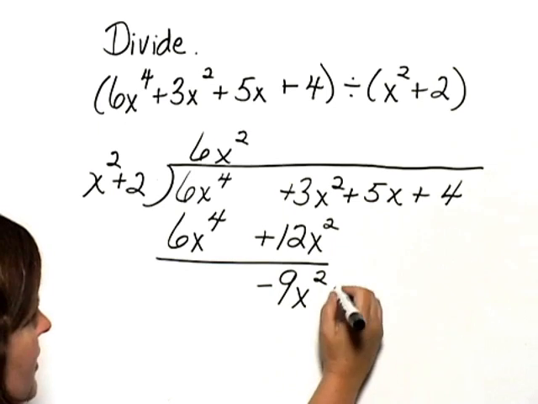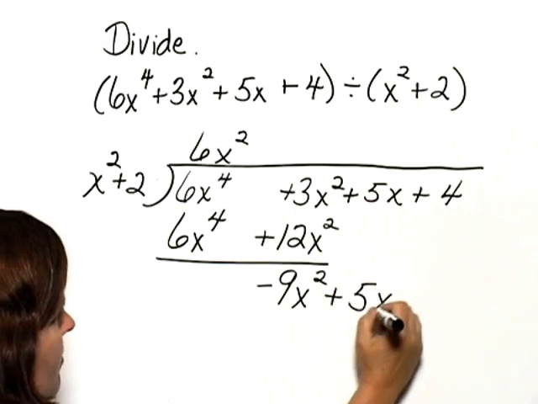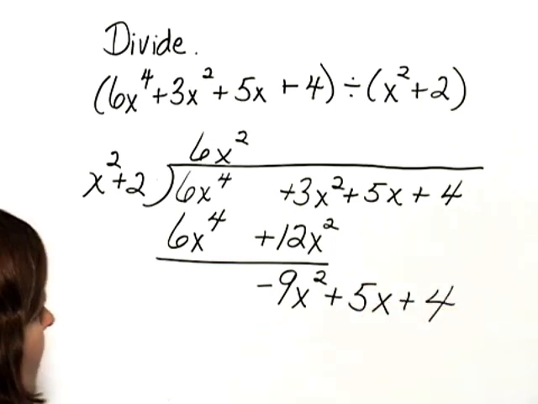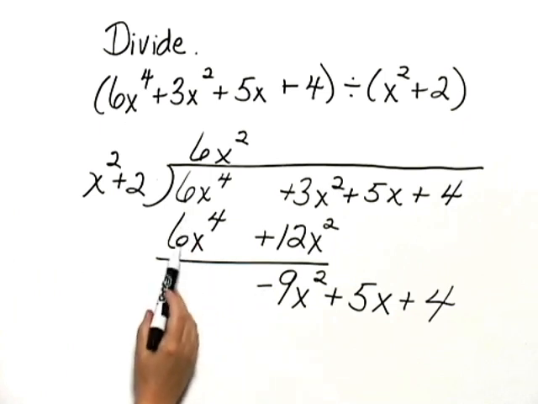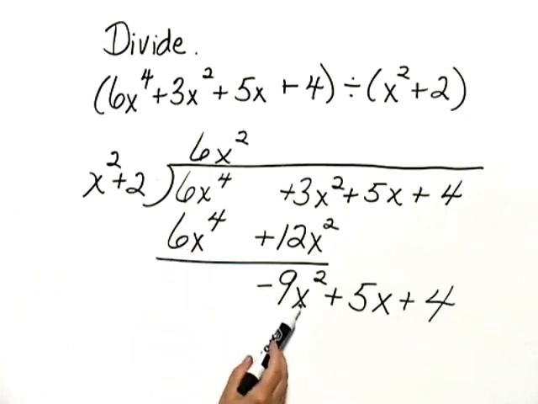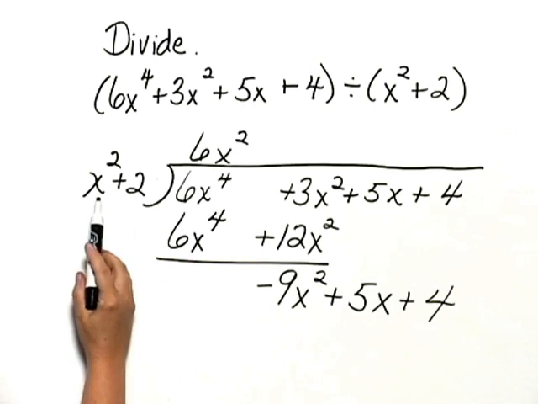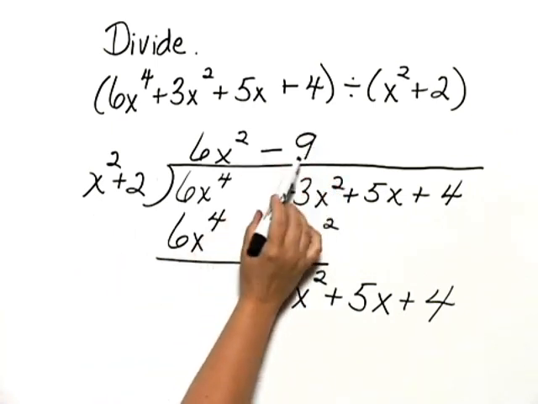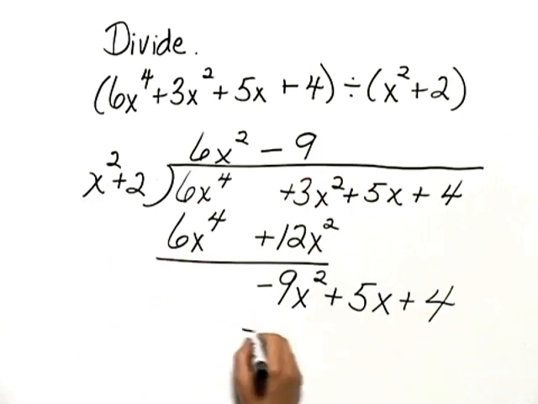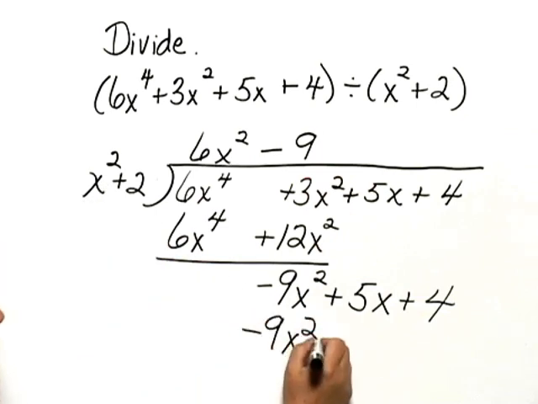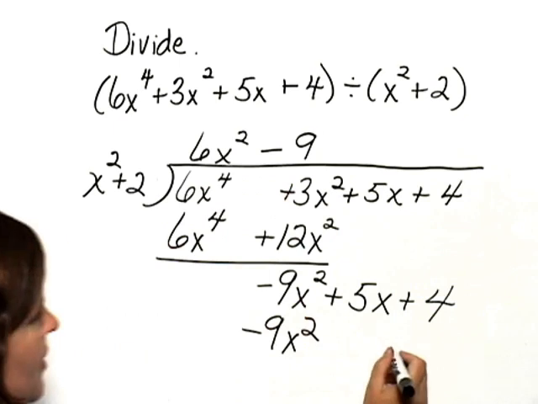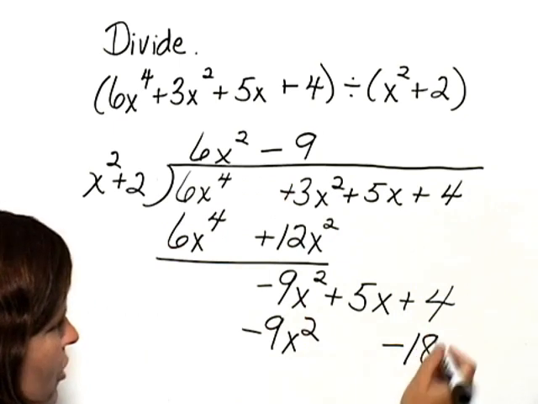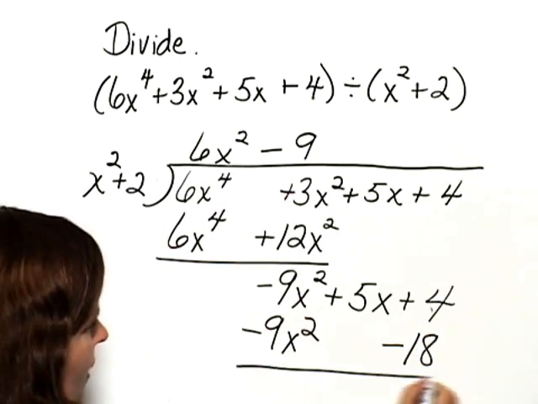Then I want to bring down the rest of my dividend. And again, I do the same process I did here. I think negative 9x squared divided by x squared is negative 9, so I write minus 9. And then I multiply, that would be negative 9x squared minus 18. And I'm going to write that under the 4 because they're both constants.